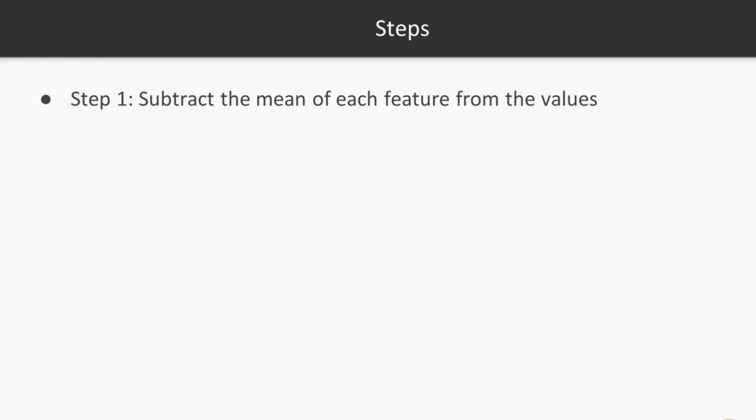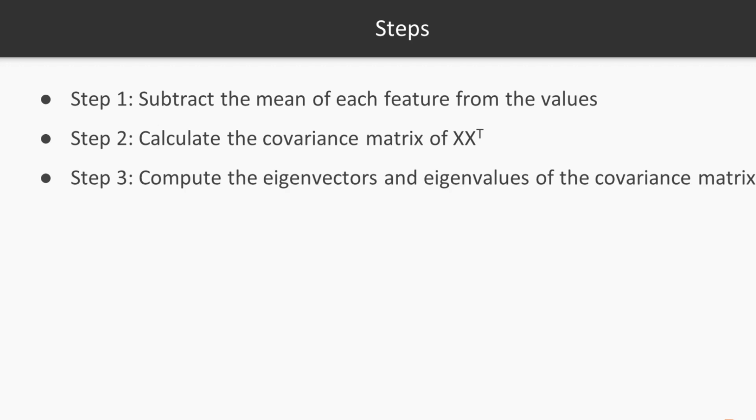First of all, we need to subtract the mean of each feature from the actual values of the data. This step is called data normalization and can be done using the z-score method, which will be explained more in the next video. Then, we must calculate the covariance matrix of X times X transpose. At the third step, we need to compute the eigenvectors and eigenvalues of the covariance matrix. These are the principal components of X.